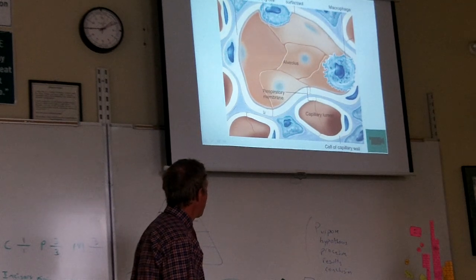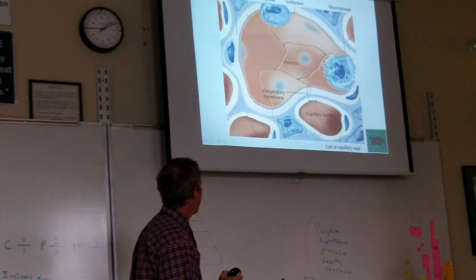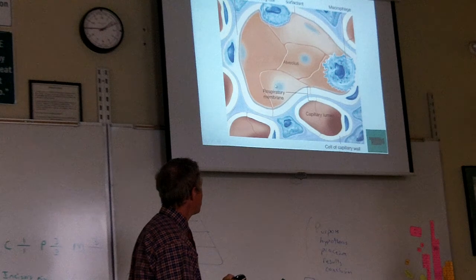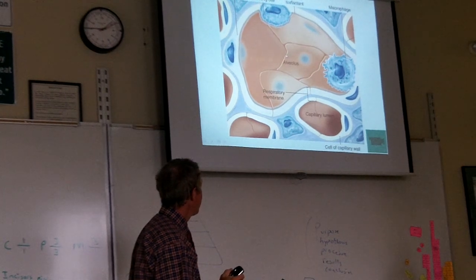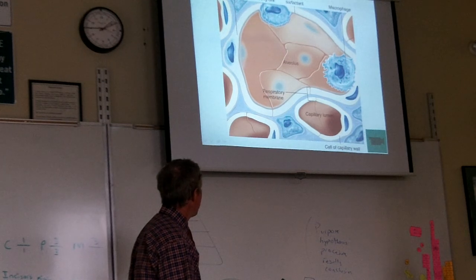So simple squamous epithelium makes up these flat cells that surround the alveolus. You can see there's the nucleus of one of the cells. Now this is empty space in the middle. And so the air comes in, and when you breathe, it gets into these alveoli.